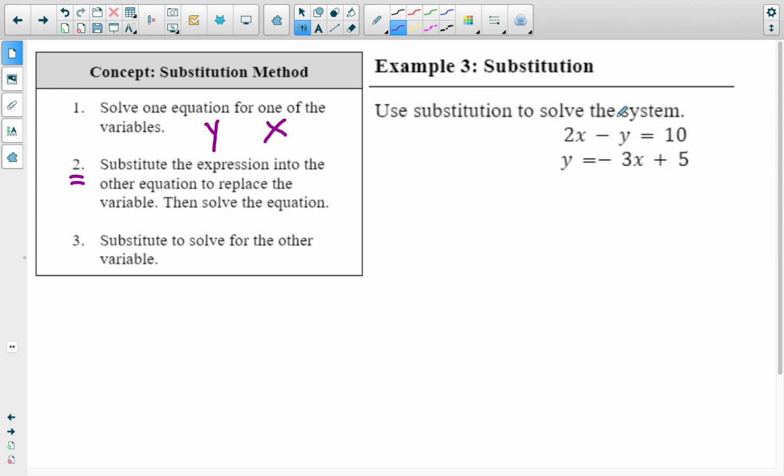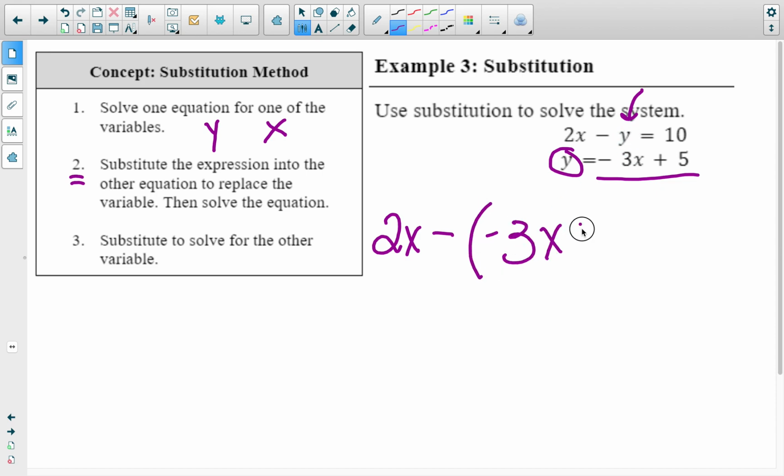Okay, so example 3, use substitution to solve the system. I see that I have this y by itself, so what I'm going to do is take this expression that it's equal to, and plug it into the other equation wherever I see y. Okay, so 2x minus, instead of writing y, now I'm going to write in parentheses 3x plus 5. I'm going to put parentheses because it'll cut down on the sign errors that I could make. That is equal to 10.